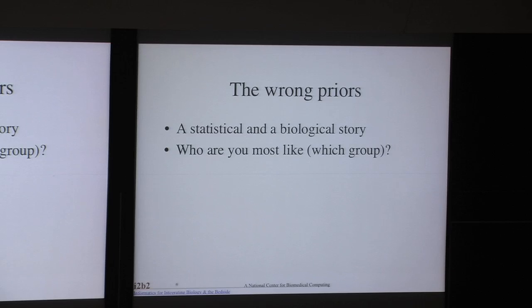And then there's the wrong prior. So when I show something like prior probability, everybody is going to fall asleep, you think, because it sounds like statistics. But really, I'm going to make it very, very biological, because this is really a question about which group are you the most like? Which group is your genomics making you the most like?